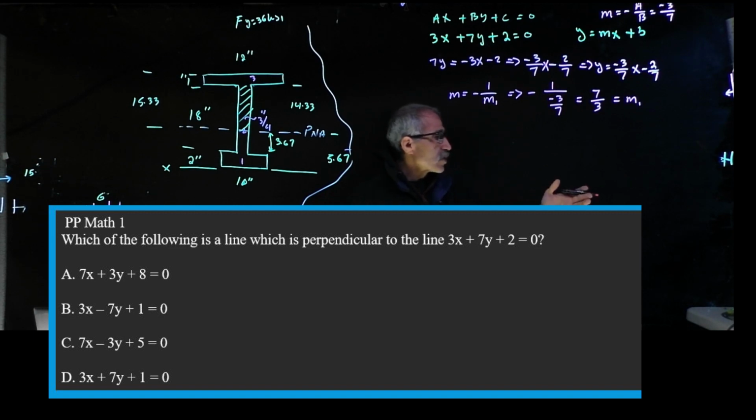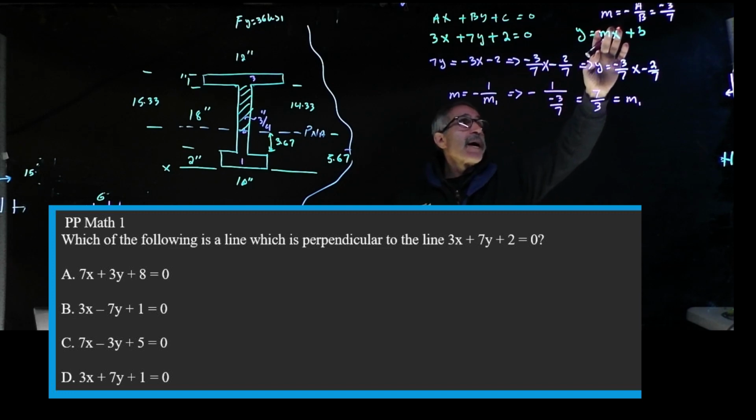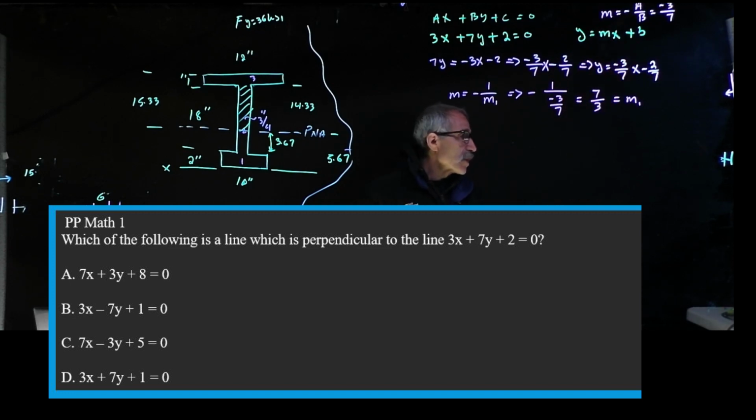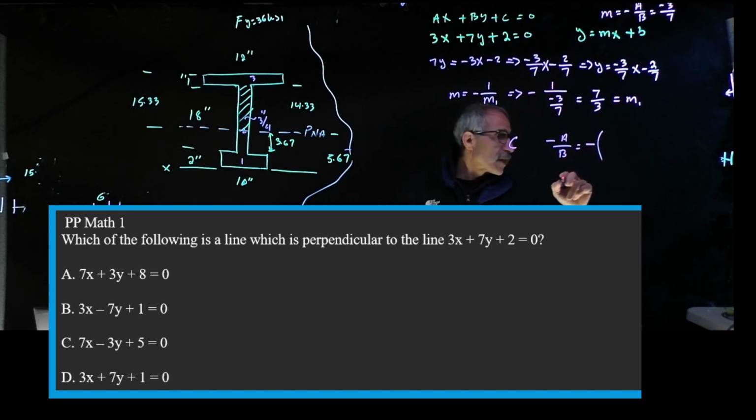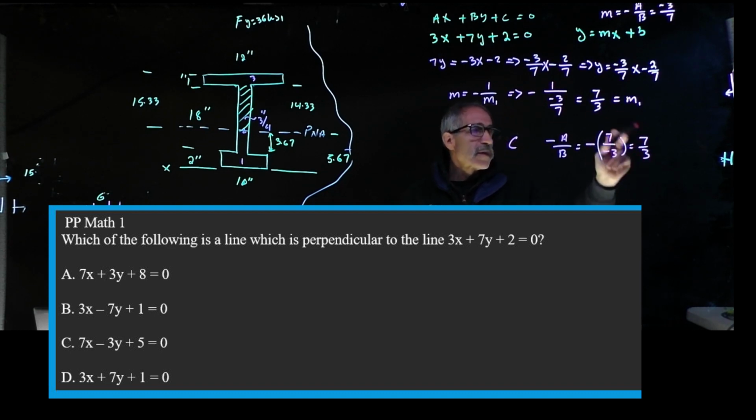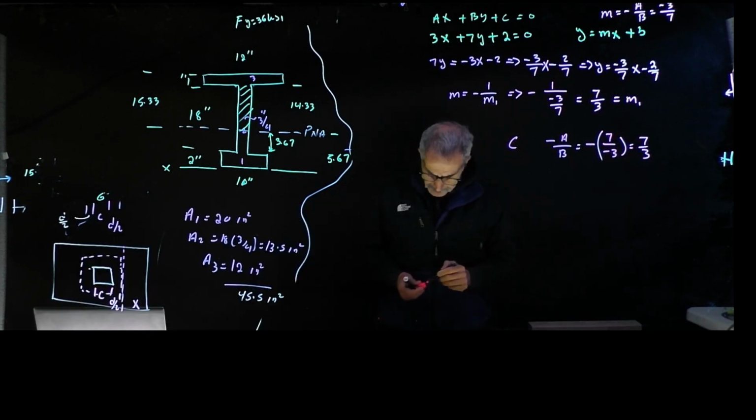And when you look at those equations that you have on there, which one is going to fit? We said the slope is equal to minus a over b. Therefore, C is the one that's going to fit. C is going to have minus a over b, which is equal to minus, our a is 7 and b is minus 3, which is equal to 7 over 3, which is the same as that. So C is the correct answer.